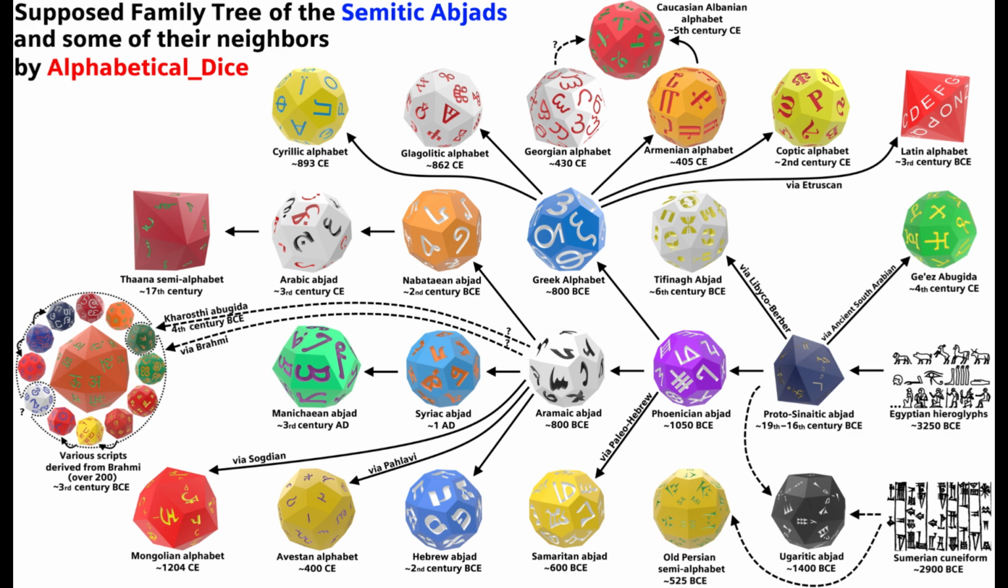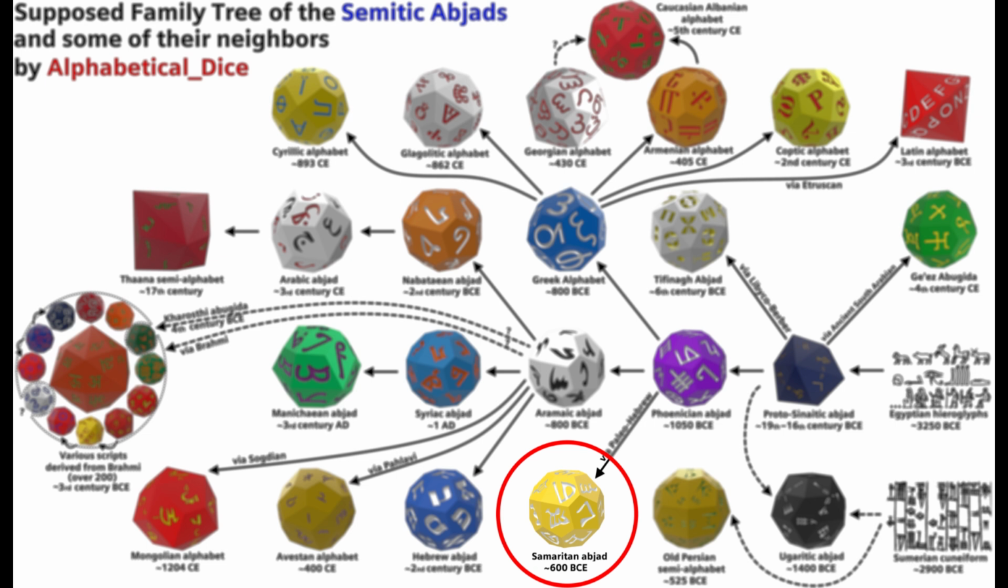All right, now let's take a look at the current supposed family tree of the most well-known Semitic Abjads and some of their neighbors. Please keep in mind that I am not a professional linguist, and all of the relations between the writing systems as well as the dates of their invention are taken from the internet and are not by any means the objective truth. And yes, it begins from right to left, because that's the standard direction for abjads.